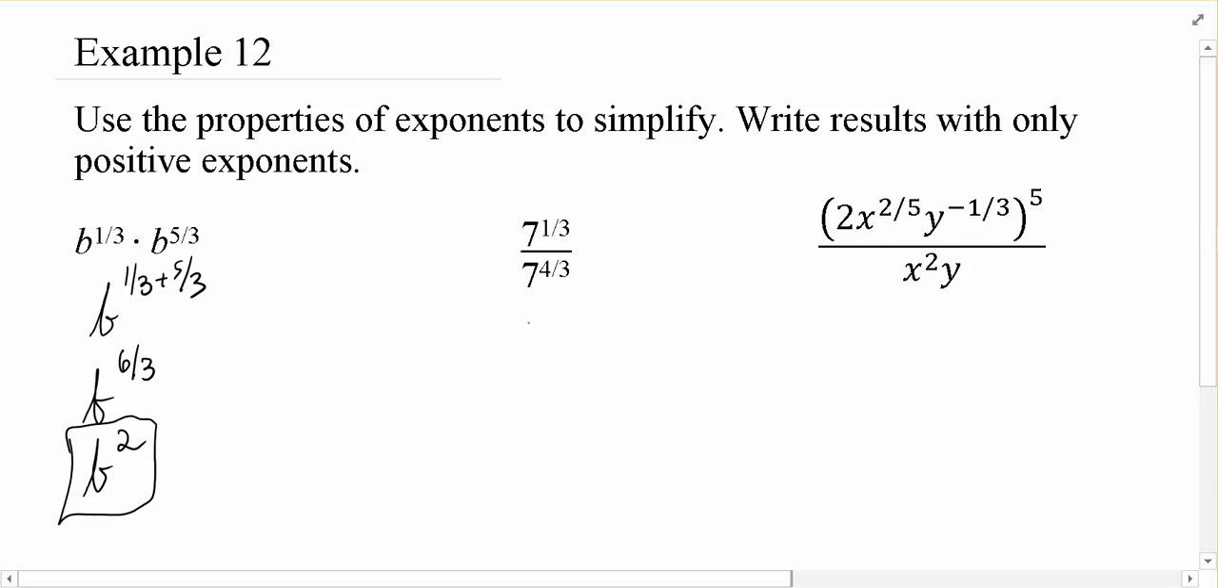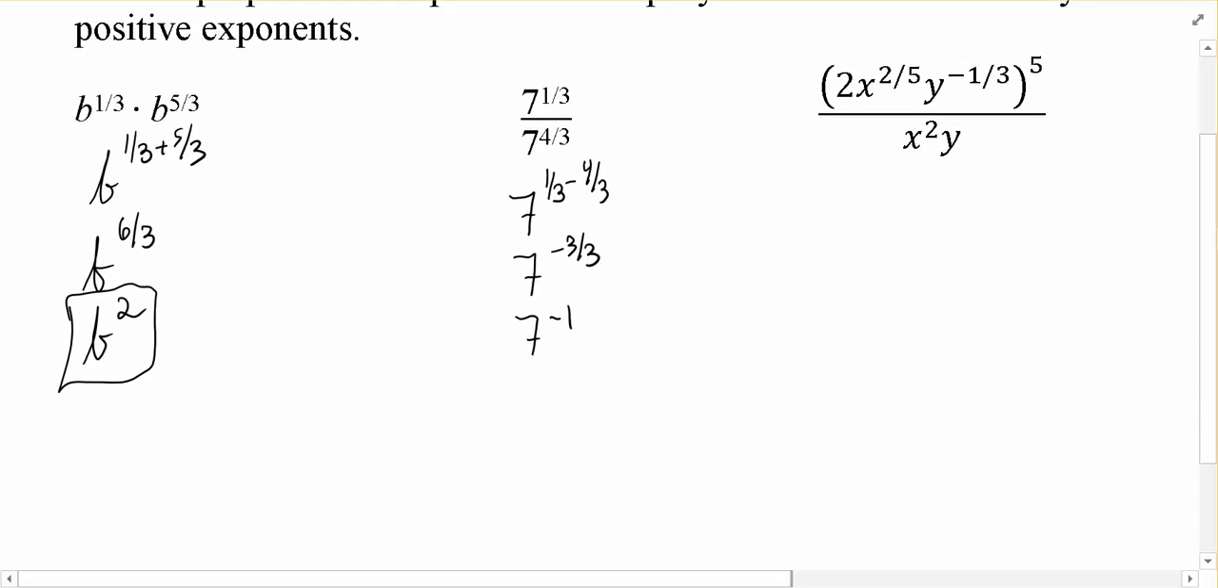We're just using properties of exponents. On this next example, we have 7 to a power over 7 to a power. We can have a base that's a number, and that's perfectly fine. Our rule here is that we're going to subtract the powers. 1/3 minus 4/3 is negative 3/3 or negative 1. But instead of a negative exponent, we're going to rewrite this. A negative exponent means to take the reciprocal of the base. And there's our answer for that one.